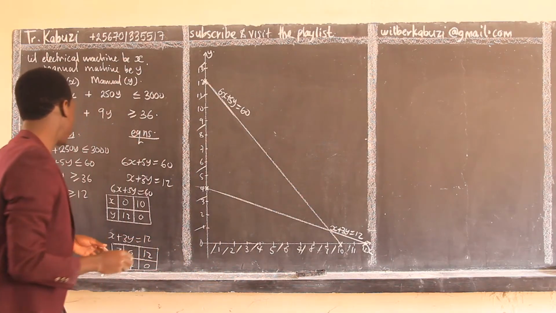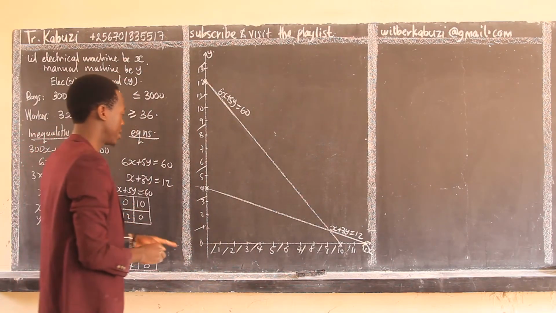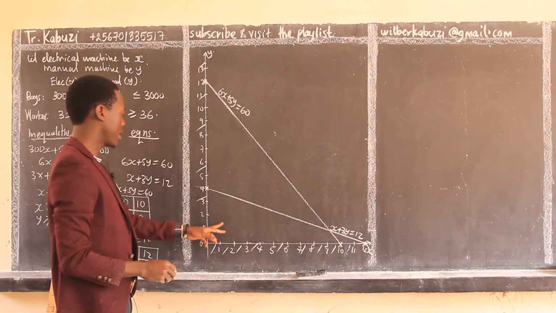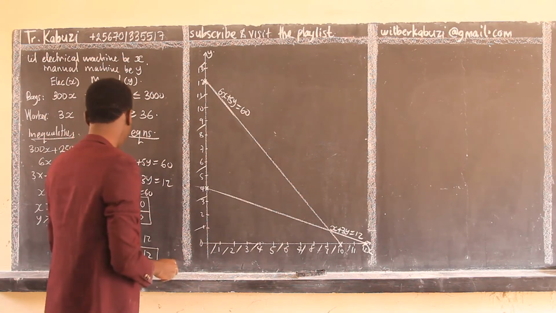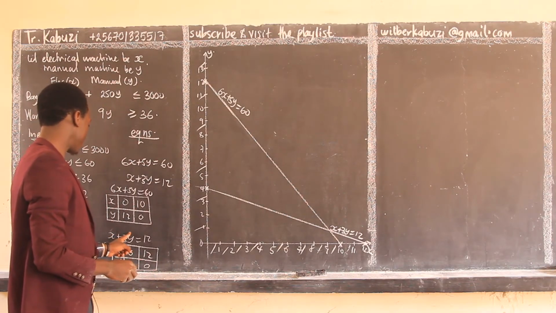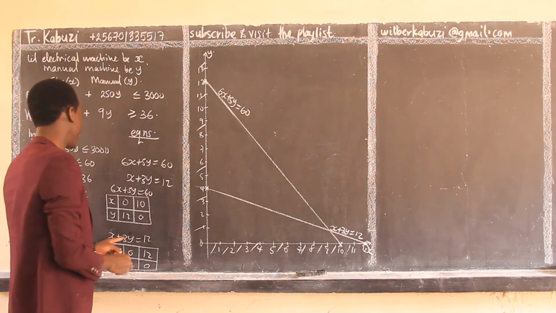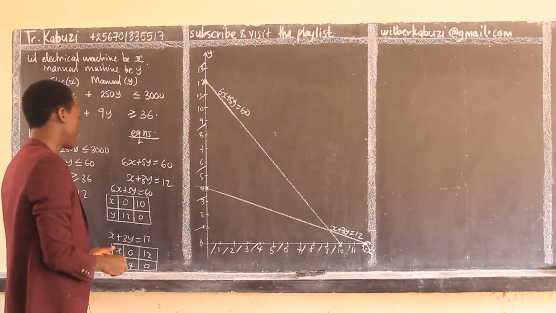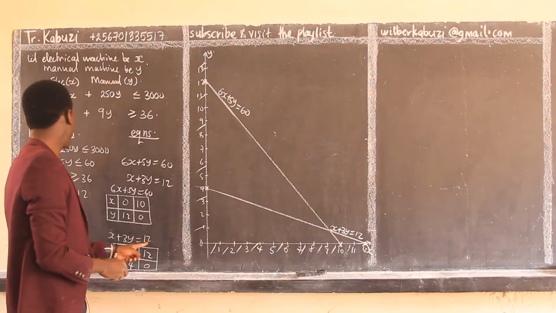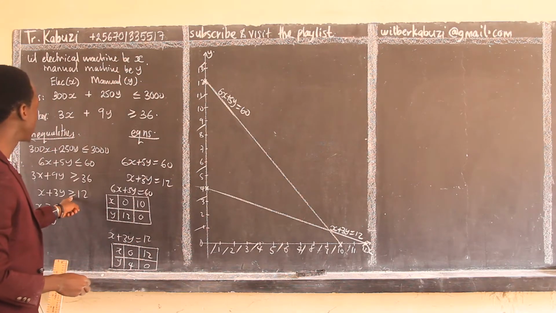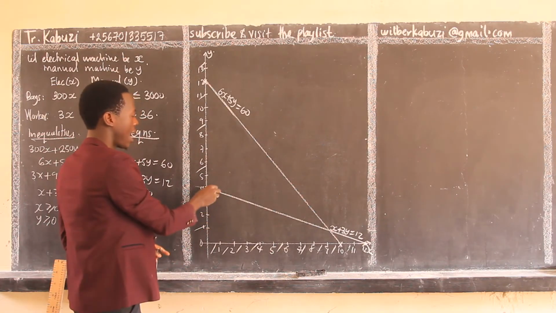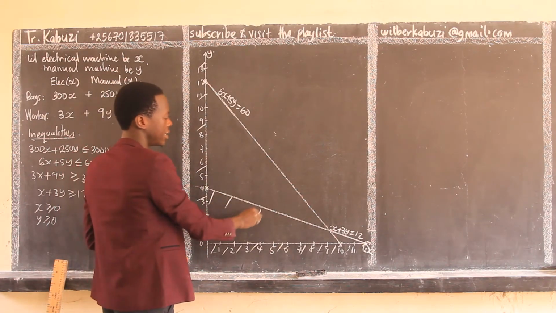Then we can test this one. When I pick a point, let me start with this one. I can pick 1, 2. So if I put here 1, 2, and have 1 plus 6, you see that 1 plus 6 will be 7. So 7 is less than 12, meaning it's opposing the sign. So where I have obtained this point for this line, I don't need that side. So immediately I shade it there.